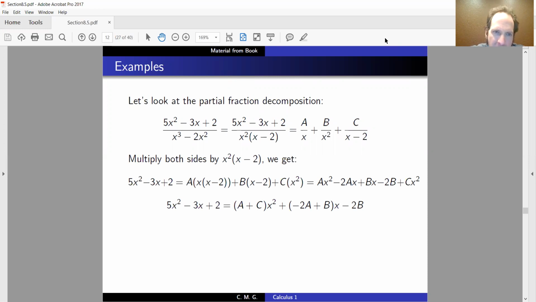The left-hand side is just 5x squared minus 3x plus 2. I'm going to FOIL or distribute it all through. I get ax squared minus 2ax, and I get bx minus 2b, and I get cx squared. So that's what I get.